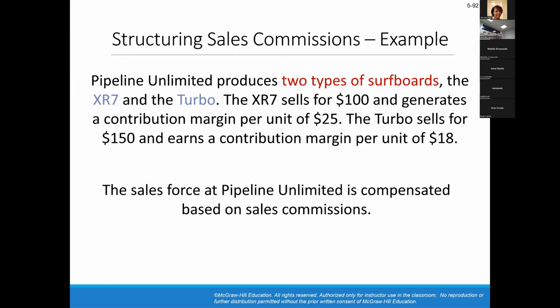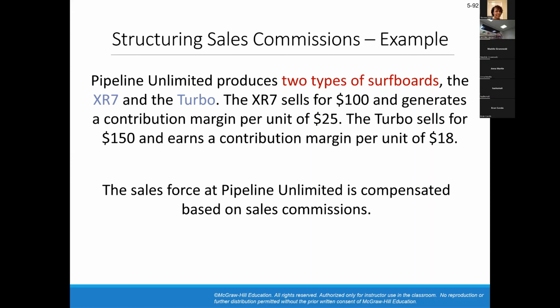So they're saying that there's a disadvantage if they pay you on the sales, and they're going to give you an example of why that possibly could be. It might not be in the best interest for the company to pay commissions on the sale price. So we have Pipeline Unlimited, which produces 2 types of surfboards. They have the XR7 and the Turbo. The XR7 sells for $100 and generates a contribution margin of $25. And then the Turbo sells for $150 and earns a contribution margin of $18.